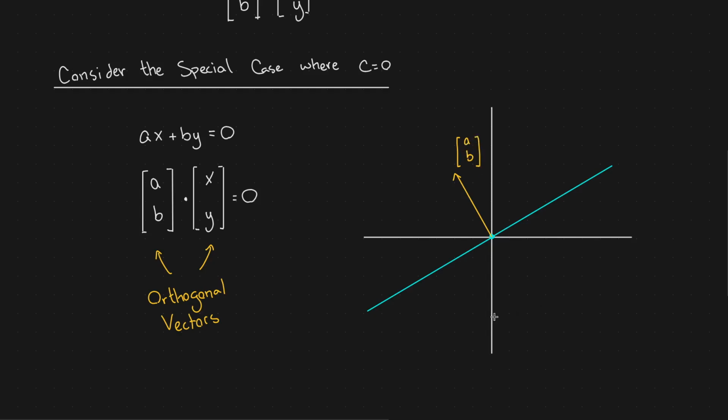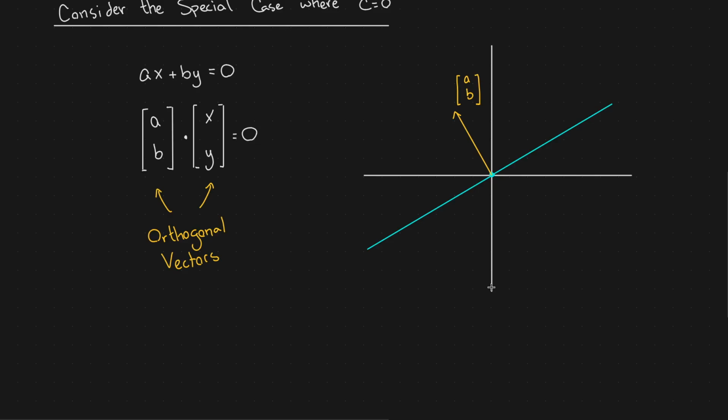Okay? When we have a vector that is orthogonal to a curve or a surface, we give it a special name. We say that the vector is normal to the curve or normal to the surface. So in this case, vector a, b is normal to the line. Okay, it is the normal vector of the line.